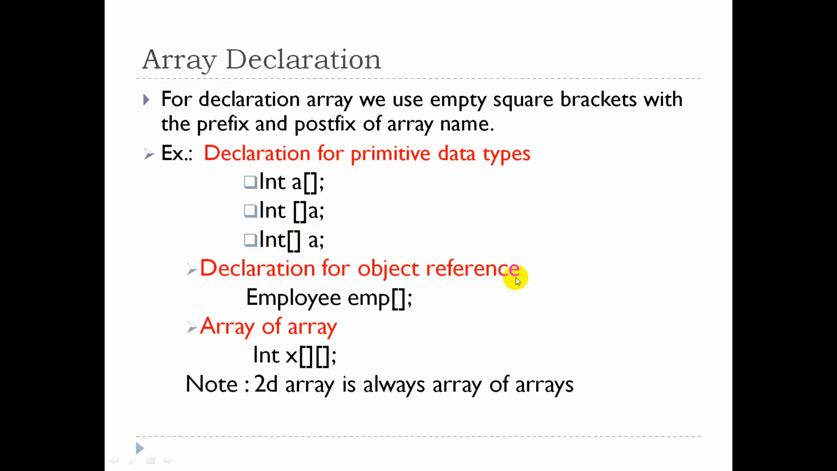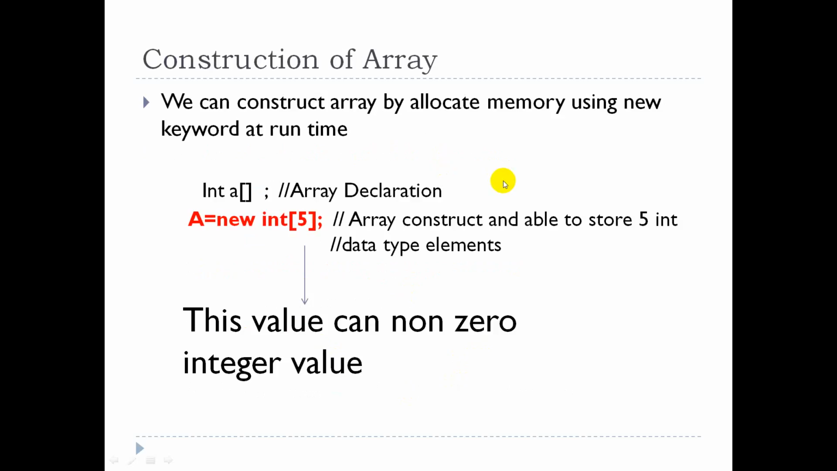The second thing is the object reference array. Here Employee is my class, and here I am creating an array of the Employee class. And an array of arrays is a kind of 2D array. So int x is a kind of 2D array, where I passed the row and column sections. Okay, so this is the array. So how can we construct the array?